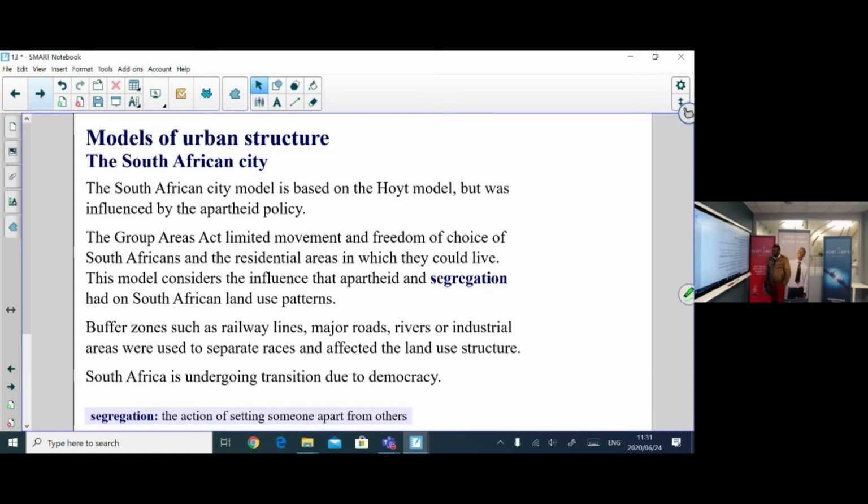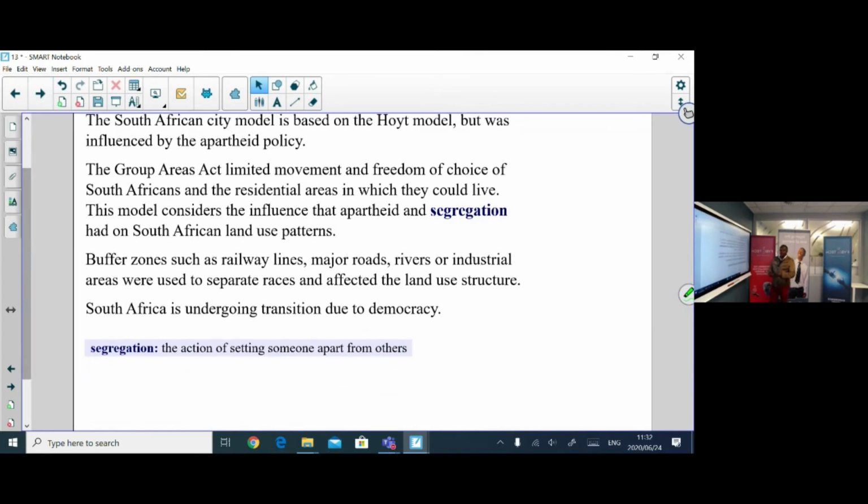South Africa is undergoing transition due to democracy. So when you look at this, you find that that is actually being changed. That's what we mean by undergoing transition. This is being changed because this separation of people is no longer in place, and people are encouraged to live in harmony and to live together. Because of that, the former impoverished areas that were impoverished because of this policy are now being developed, and they are also becoming industrial attraction centers.